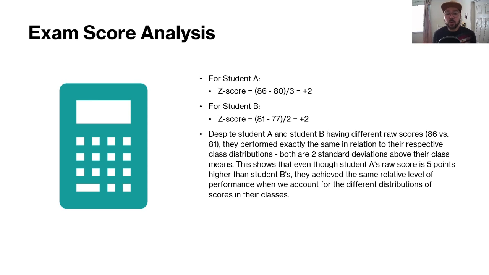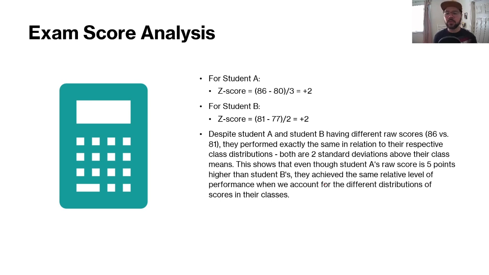So this is important for me to understand. Let's say I'm conducting this analysis and I'm comparing student scores from one semester to another. This tells me that my teaching is consistent, right? I'm consistently teaching at a level that is allowing students to perform at 2 standard deviations above the mean, okay?